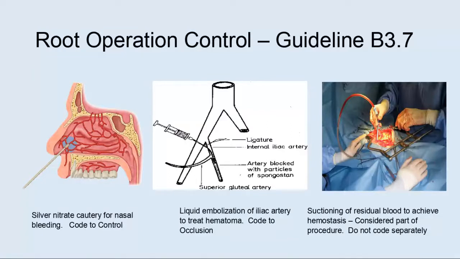So here are some new examples. When would you use control and when would you not use control? So silver nitrate cautery for nasal bleeding, that's coded to control. Liquid embolization of the iliac artery to treat hematoma, that's occlusion. So what they're trying to do is occlude the artery, and so that would be an occlusion, not a control. Suctioning of residual blood to achieve hemostasis, well, that's routine, so that is not coded separately. That's part of whatever other procedure was being done.